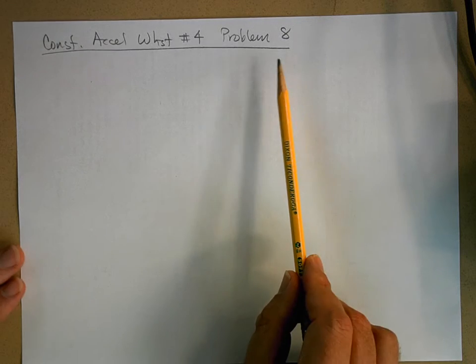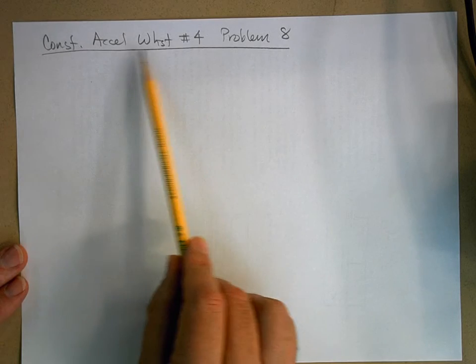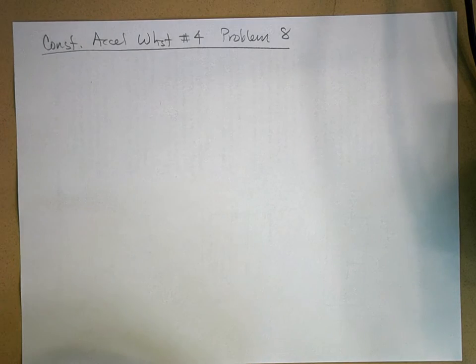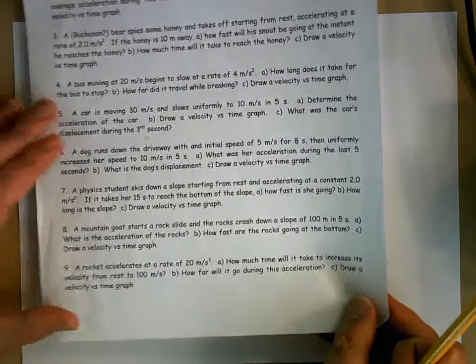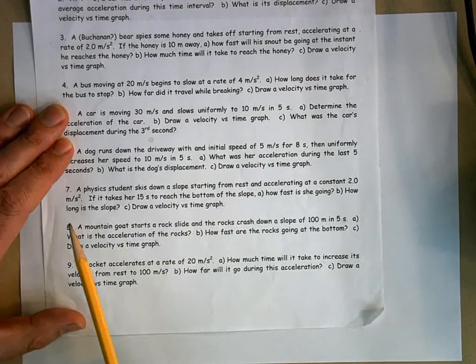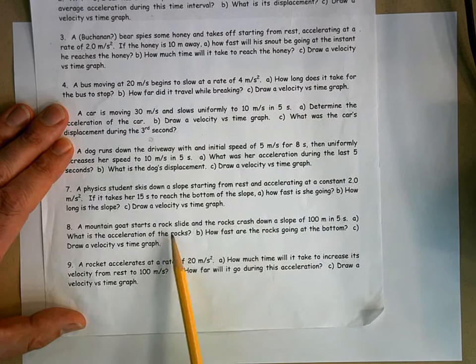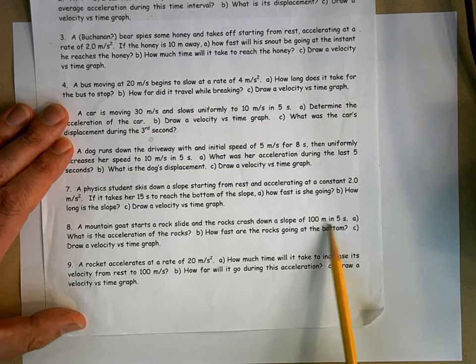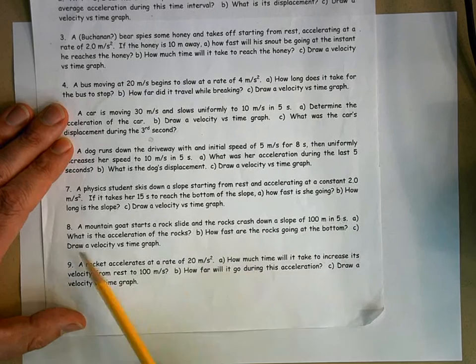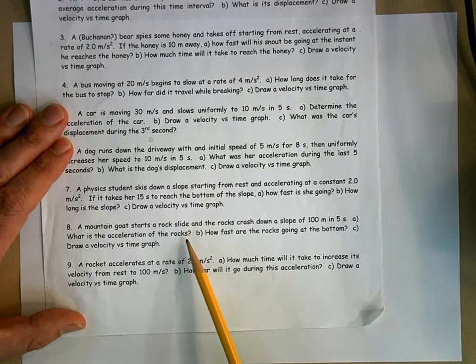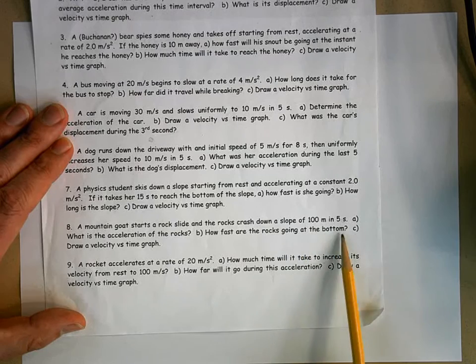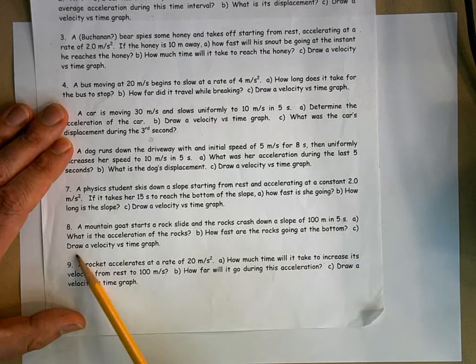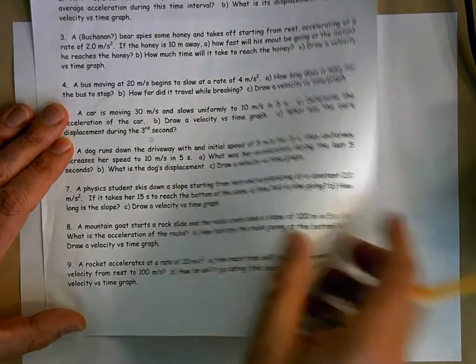Let's work problem number 8 on the constant acceleration worksheet number 4. And let's take a look at the problem. Here it is right here, number 8. It says, a mountain goat starts a rock slide and the rocks crash down the slope of 100 meters in 5 seconds. A, what is the acceleration of the rocks? And we're assuming constant acceleration here. B, how fast are the rocks going at the bottom? And C, draw a velocity versus time graph.